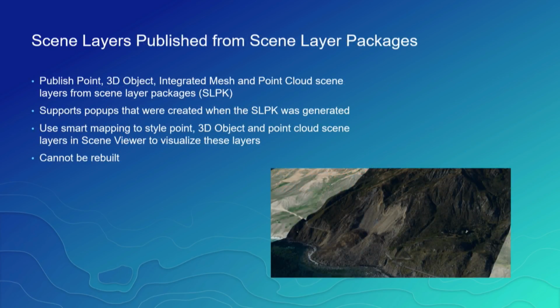You can also publish these scene layers from scene layer packages. In this case, you can publish point, 3D object, integrated mesh, and point cloud scene layers from these scene layer packages. You can create these scene layer packages in ArcGIS Pro, and you can upload them using the new multi-part upload in ArcGIS Online if they're very large, or you could also use the share package tool. And you can still use smart mapping on the point, 3D object, and point cloud scene layers that you publish from these scene layer packages.